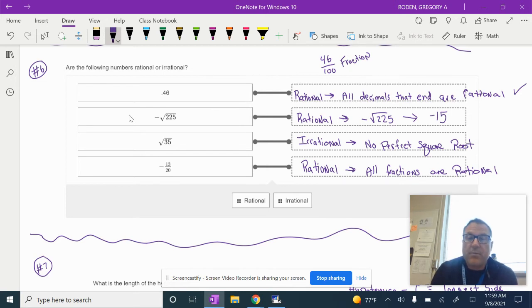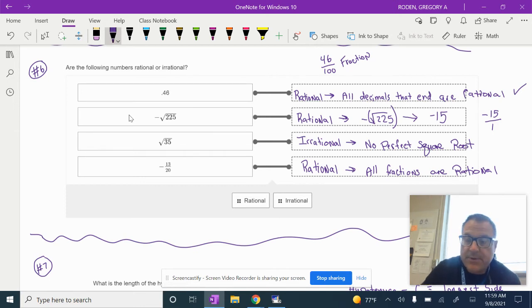Well, what I do is I just keep that negative out in front. And well, let's see here. So it's negative square root of 225. Well, what's the square root of 225? That's 15, right? And then the negative is just along for the ride. So negative 15. Is negative 15 rational? Well, yeah, I can just write negative 15 as negative 15 over 1. It's rational. If I can write it as a fraction, it's rational.